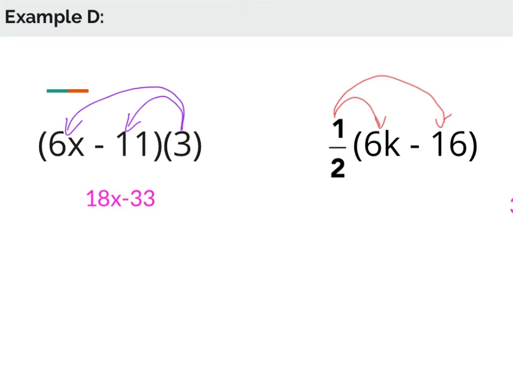You could also know what half of 6 is and half of negative 16 is, and that would help you. But again, if you need to use your calculator, because it won't always be 1/2 that's your fraction, you need to remember to put the fraction in the calculator first. So 1 divided by 2 times 6 is going to give me 3, and 1 divided by 2 times negative 16 is going to give me negative 8. So my answer is 3k minus 8.